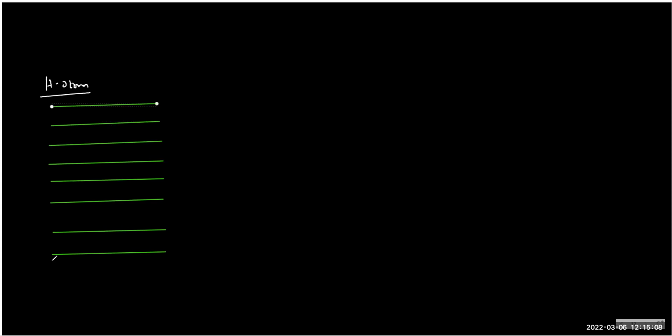Oh, I think that's sufficient. 1, 2, 3, 4, 5, 6, 7, 8. Oh, that's less. 9, 10. So this is n equals 1, n equals 2, 3, 4, and there is a magic. You can remember every answer easily.